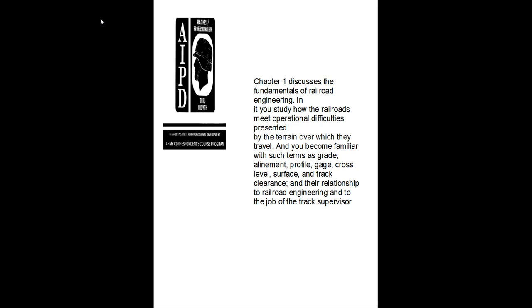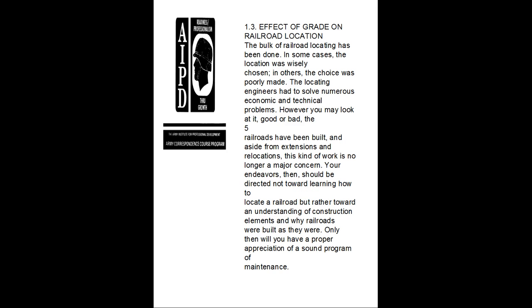Chapter 1 discusses the fundamentals of railroad engineering. You will study how the railroad meets the operational difficulties presented by the terrain over which it travels. Such terms as grade, alignment, profile, gauge, cross level, surface, track, and clearance, and their relationship to railroad engineering and to the job of the track supervisor, will become familiar.